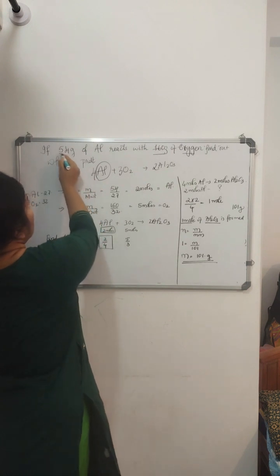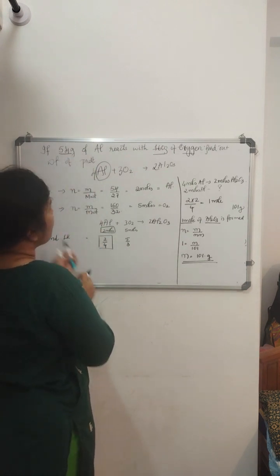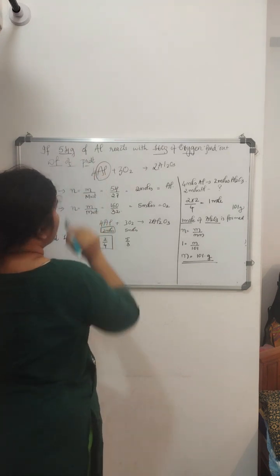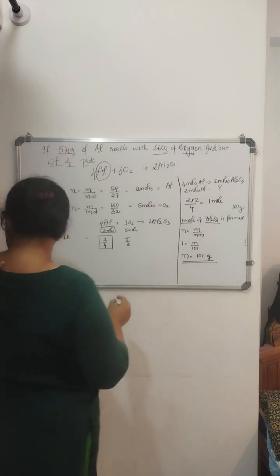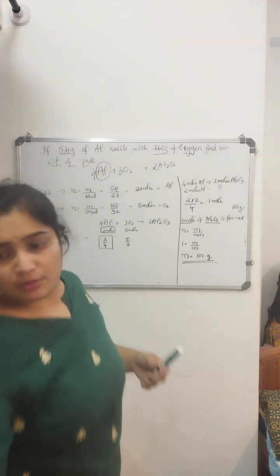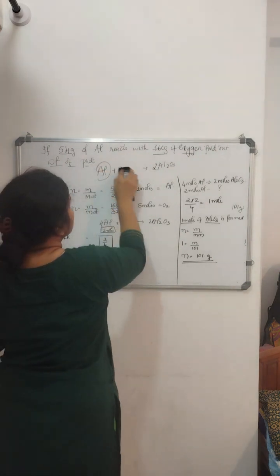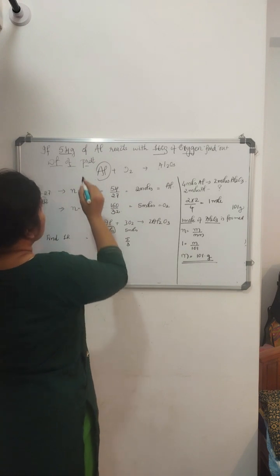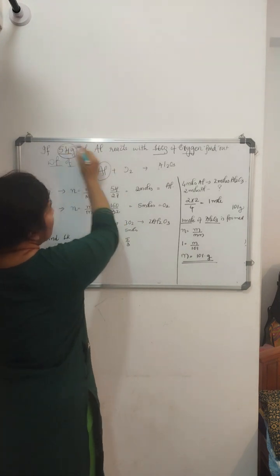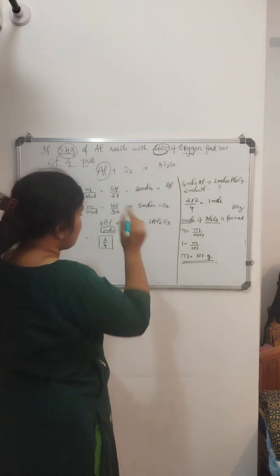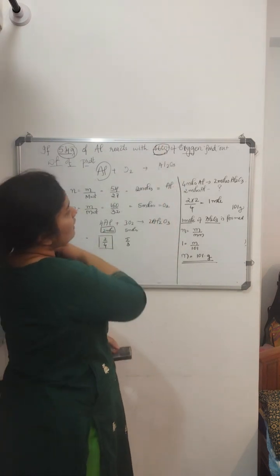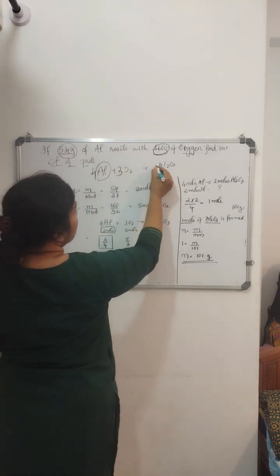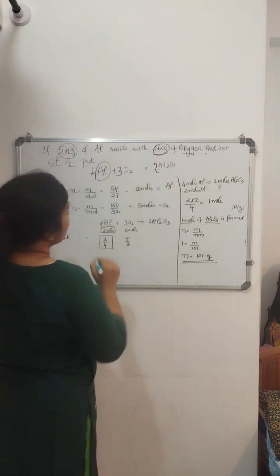If 54 grams of Al reacts with 160 grams of oxygen, find out the weight of the product given. Now you can see here everything is given in terms of grams. This is one thing we have to know. Let us start with balancing the equation. When we balance the equation, 4 times Al gives 3 times O2, and this 4, it's 2. So this is the balanced equation.